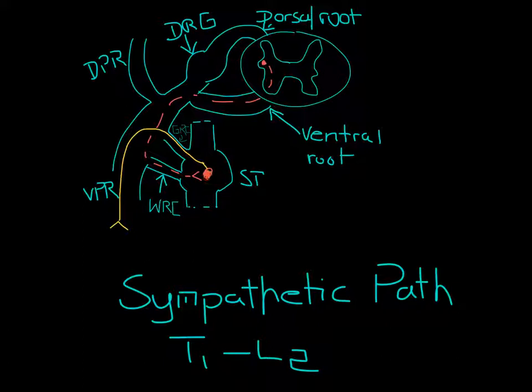Then the postganglionic bodies are here, right? And the preganglionic cell bodies are in the nucleus over here, in the spinal cord. So the postganglionic bodies are in the sympathetic trunk, and they go through the gray ramus communicans, and they come out, and they can go to the ventral primary rami, right? Or they can take the route and go to the dorsal primary rami, right?